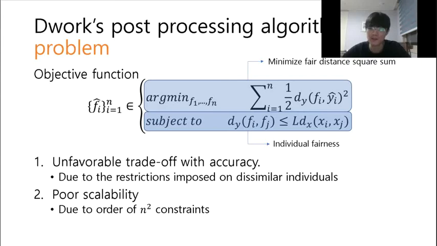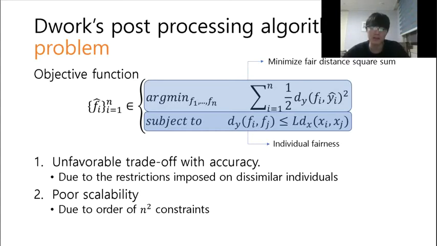The objective function is a function that modifies the original model's output to a post-processed output. The first line of the equation shows what I said before, minimizing the difference between post-processing and the original output. The second line of the equation shows that it applies individual fairness. This is directly the individual fairness equation.